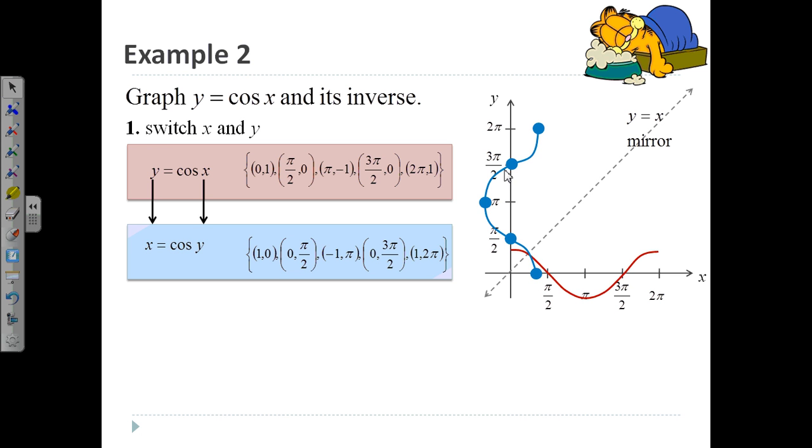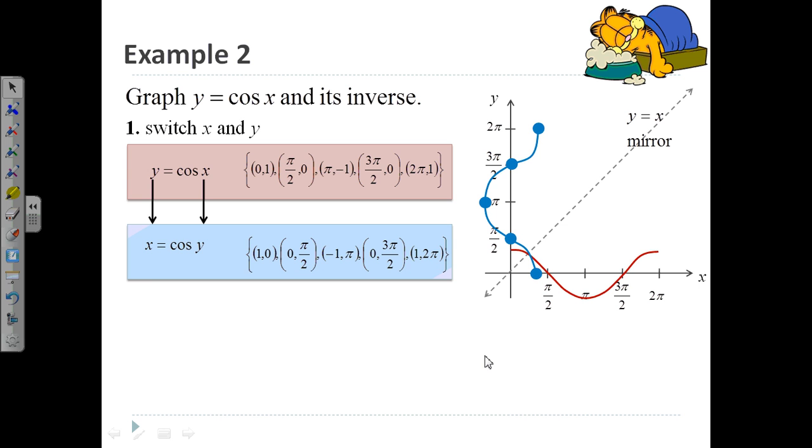Now it snakes its way along the y-axis instead of along the x-axis. And here's our mirror, that when they get reflected, you should see all these points match up, the red and the blue graphs. Pretty cool, right? Not that you have to graph it yourself, but it's just interesting to take a look at.